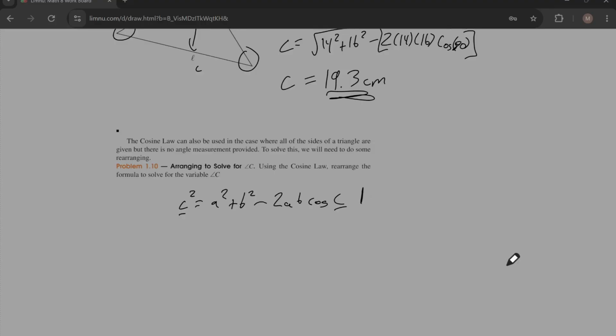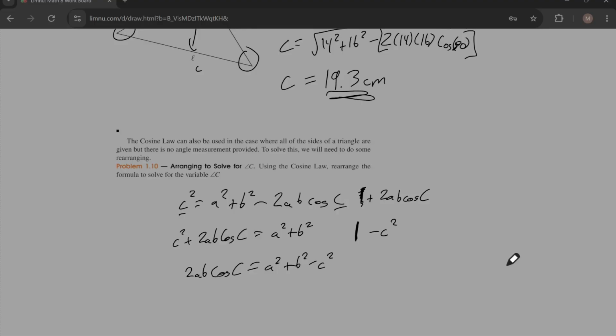What I'm going to do to start is add 2ab cosine C. Remember, this is just saying the steps I'm doing. So when I do that, I get c squared plus 2ab cosine C is equal to a squared plus b squared, right? Because it adds from one side to the other. Then I'm going to subtract c squared from both sides. And so that gives me 2ab cosine C is equal to a squared plus b squared minus c squared.